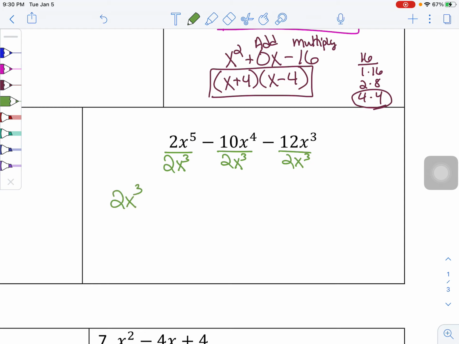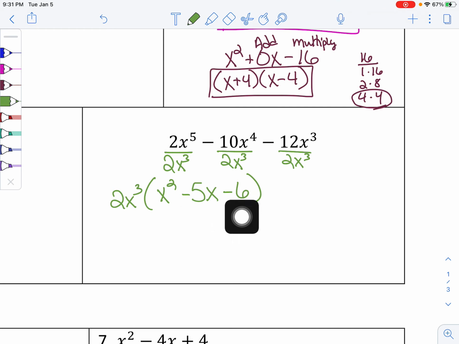So that 2x cubed is my GCF, so I'm going to write that down, and now I want to put down what's left over. So 2 divided by 2, that's gone. X to the fifth, but I divided out x to the third, so that leaves me x squared. Negative 10 divided by 2 is negative 5 with a single x left over. And then negative 12 divided by 2 is negative 6. And there are no x's left over because you had a cubed and you divided by a cubed. So that's our GCF taken care of.